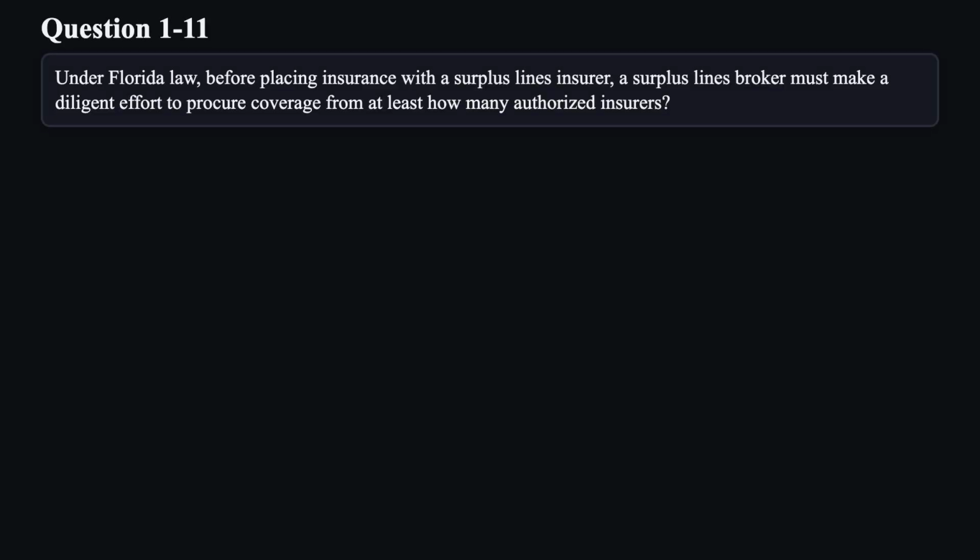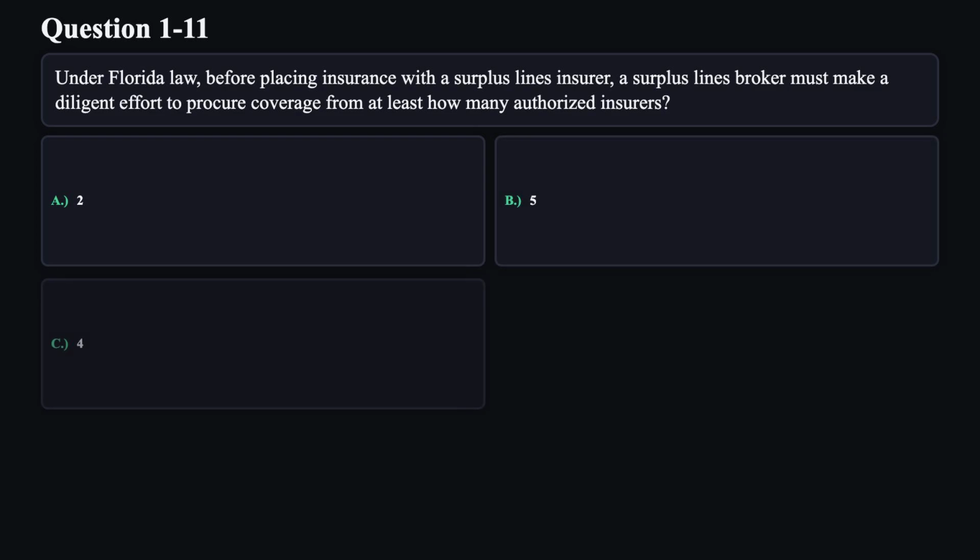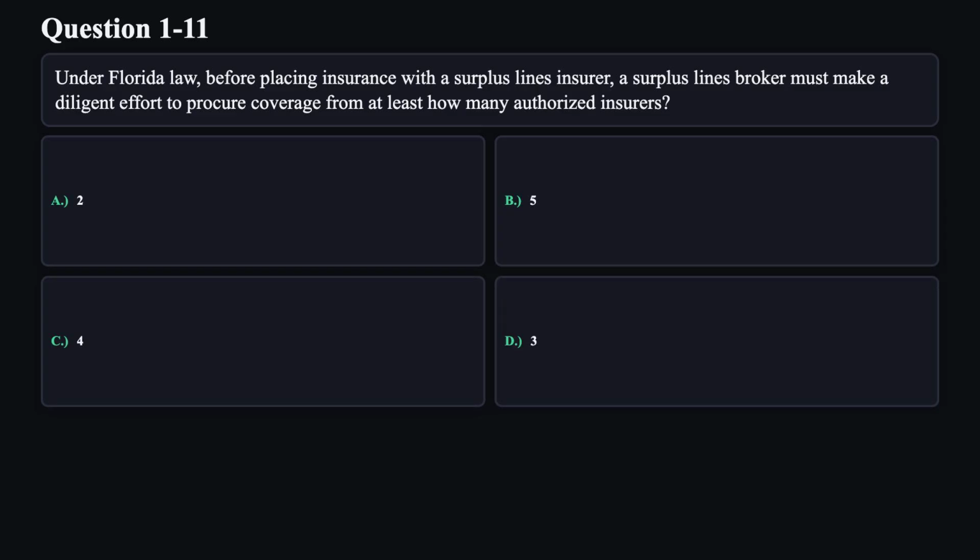Question 11. Under Florida law, before placing insurance with a surplus lines insurer, a surplus lines broker must make a diligent effort to procure coverage from at least how many authorized insurers? A. 2. B. 5. C. 4. D. 3.